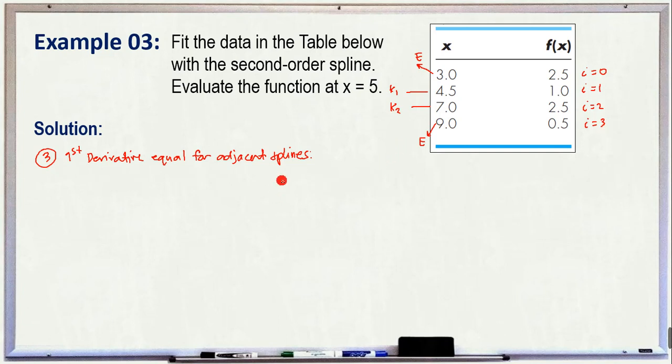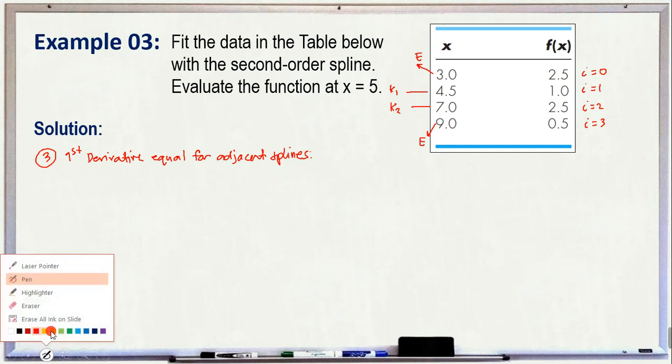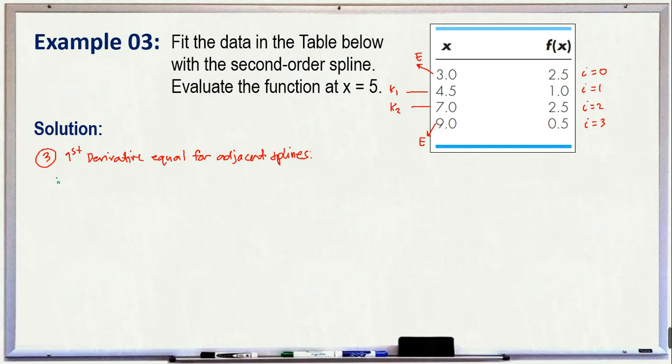Now, considering our first pair, the derivative of quadratic spline number 1 prime must be equal to quadratic spline number 2 prime. That is our goal for the first pair, evaluated at their common data point, which is knot number 1.